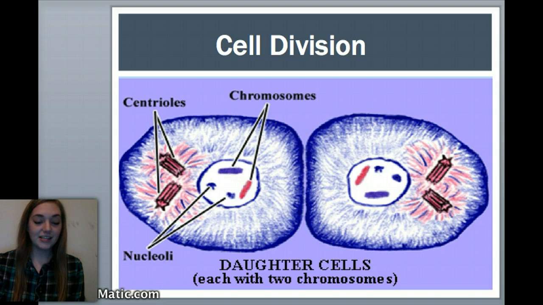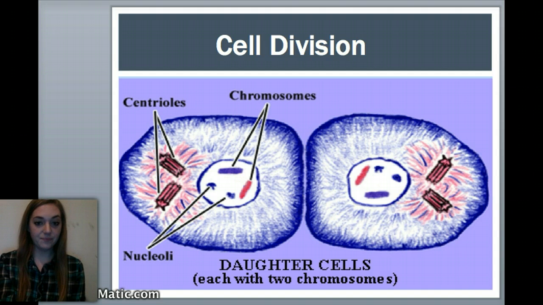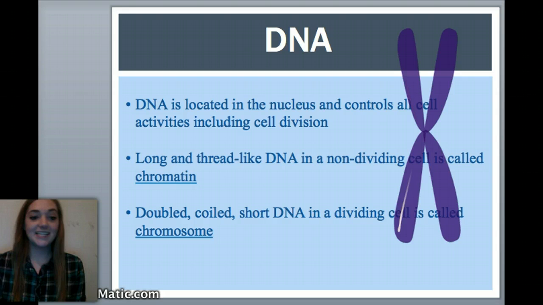And here is the end result, which we are going to get to later in the PowerPoint. But as you can see, there are two exact replicates of what a parent cell would have been. So the chromosomes are the same in each cell, the centrioles are the same in each cell, there's a plasma membrane and the nuclei, and they look very, very similar to each other. And DNA, as I said, was very important, so we're going to go over what that is.